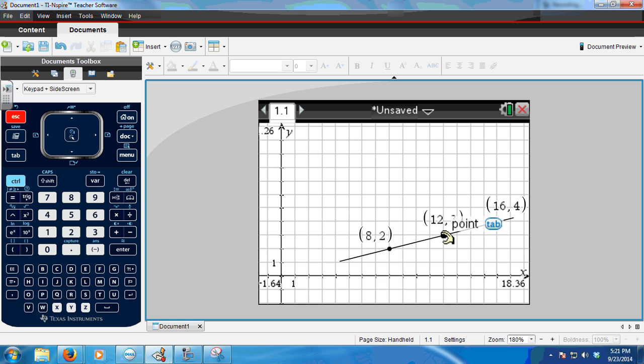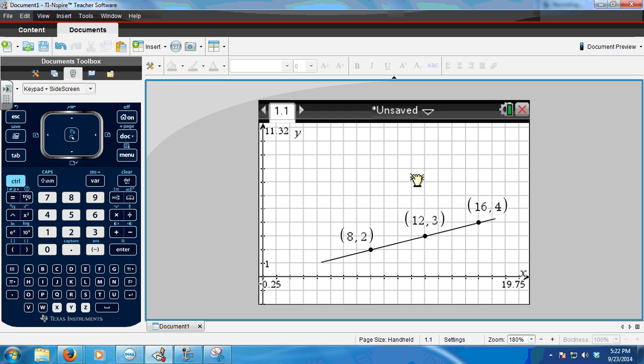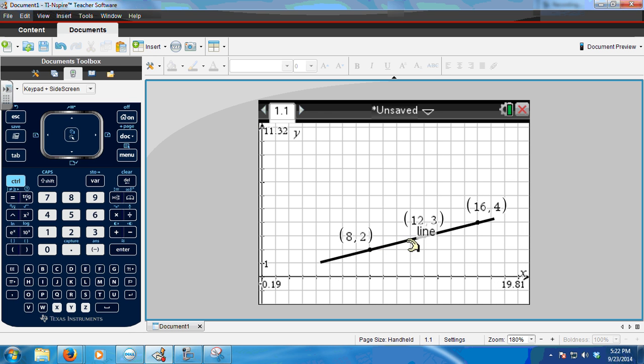And as a result, if I was to move this point out of the way, this would be an example of not being linear. This would not be a linear relationship because your points are not aligned. They have to be aligned diagonally, making a line going through every single one of these points. So this is how you check for a linear equation with your TI Nspire: plotting your points, connecting those points, and seeing if they're all linear.